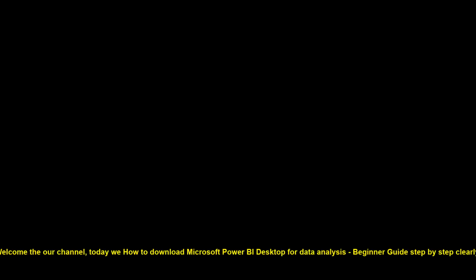Today we will show you how to download Microsoft Power BI Desktop for data analysis, a beginner guide step by step clearly. Navigate to your preferred web browser. In the address bar, type in powerbi.microsoft.com and press enter. Once the web page loads, look for the download option in the menu at the top.